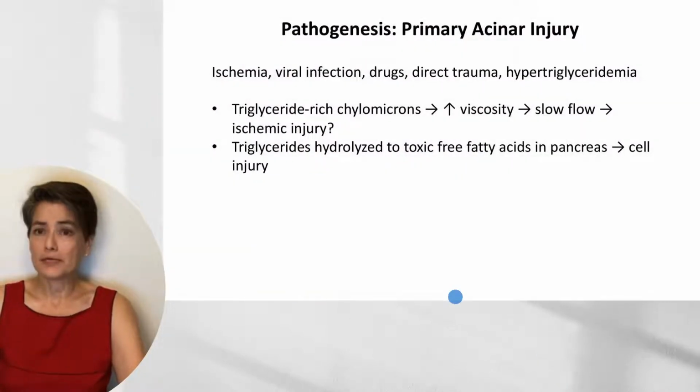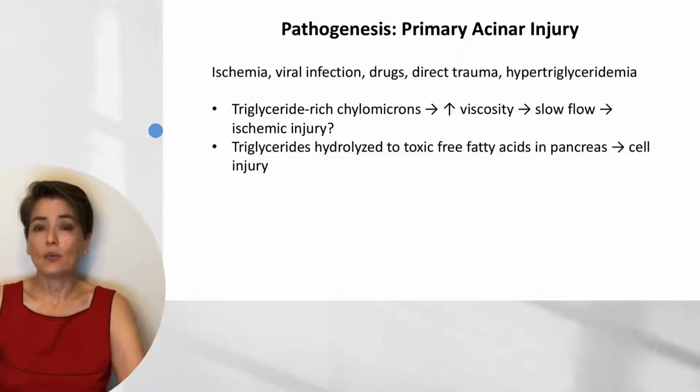Now, the next arm we want to consider is primary acinar injury. And there are a variety of different causes. Most of them are fairly straightforward. So ischemia, viral infection, medications, direct trauma. I wanted to take a moment to talk about hypertriglyceridemia because to me, at least, it wasn't immediately obvious why this would cause primary acinar injury.